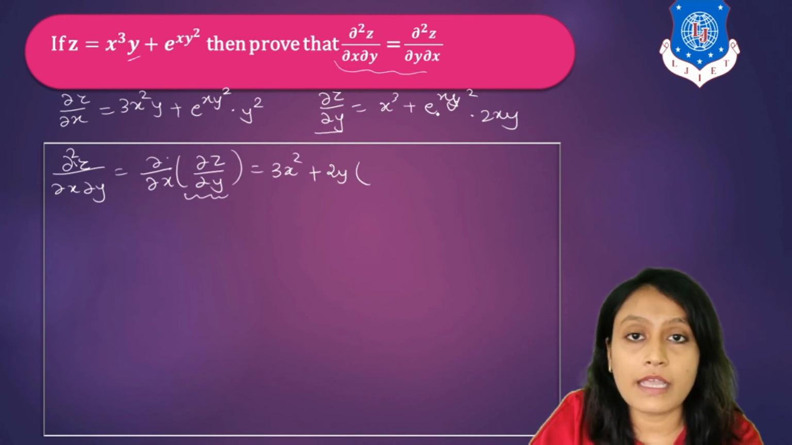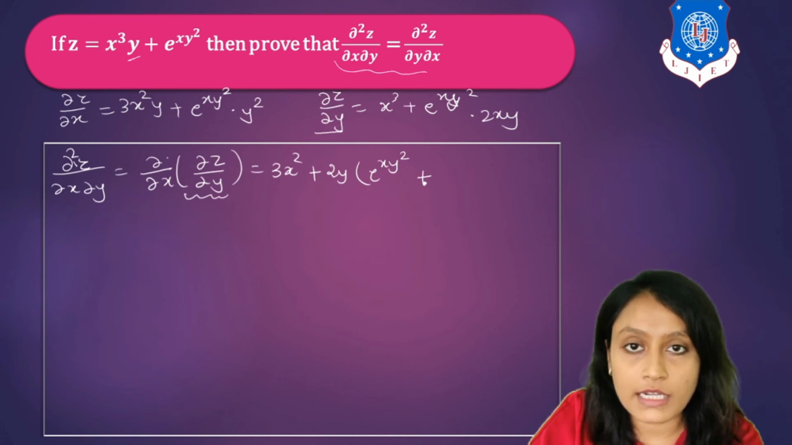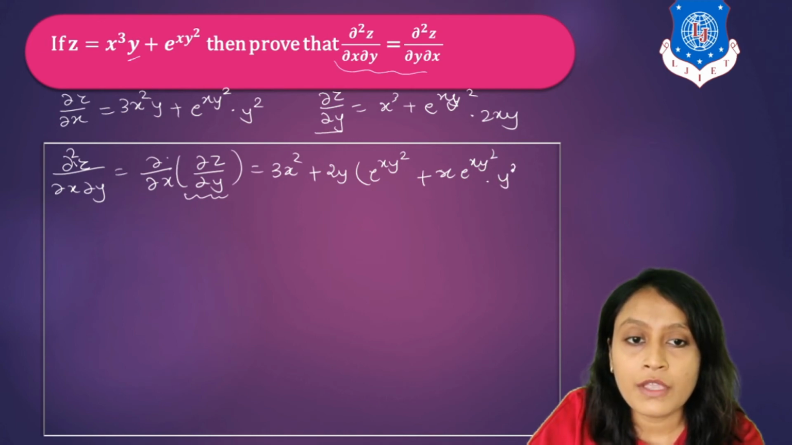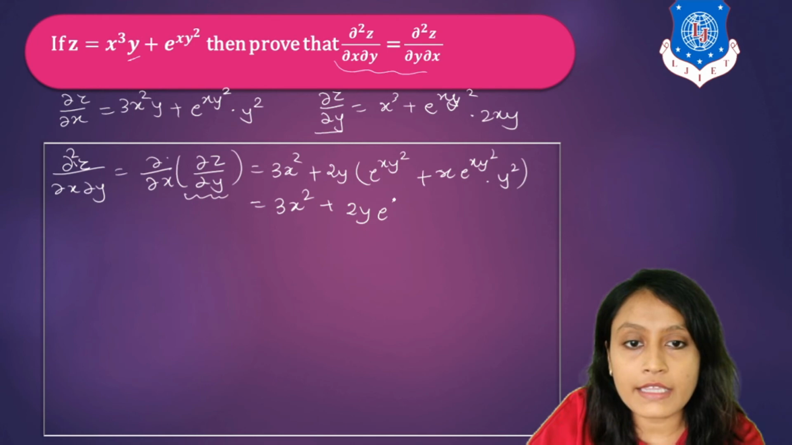From this you will get 3x square plus, from this 2 and y are constant, so we will keep them outside. And we will apply the UV rule for e raised to x y square and x. So firstly keep e raised to x y square as it is and derivative of x is 1, plus x as it is and derivative of e raised to x y square is e raised to x y square into y square. Now simplify this, so you will get 3x square plus, take e raised to x y square common, so you will get 2y e raised to x y square into 1 plus x y square.